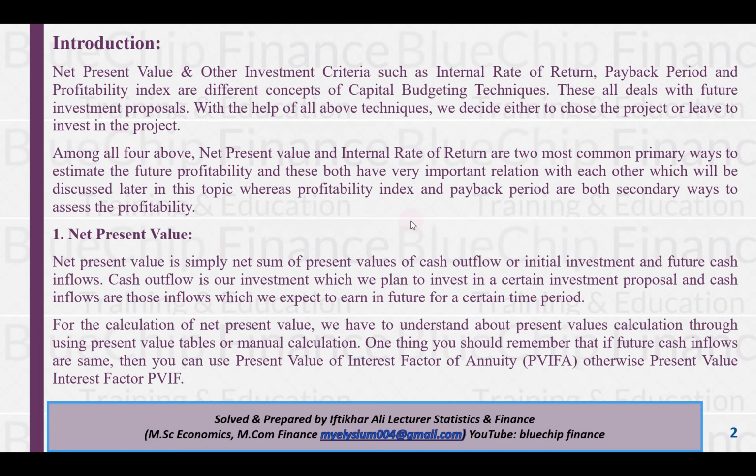Cash outflow is our investment which we plan to invest in a certain investment proposal, and cash inflows are those inflows which we expect to earn in future for a certain time period. For the calculation of net present value, we have to understand present value calculation through present value tables or manual calculation. One thing you should remember is that if future cash inflows are the same, then you can use the present value interest factor of annuity. Otherwise, use the present value interest factor, PVIF.